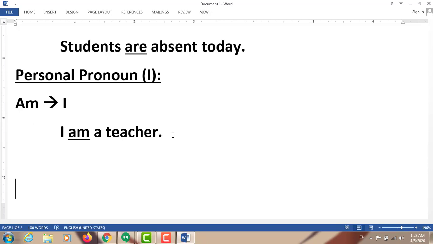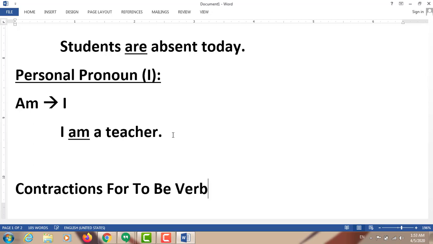Next one is, in spoken English, when we are speaking, usually in every language, we use short forms. That's why most of the time we do not understand what the teacher is saying, what the people are saying. The native speakers of English or any other language, you do not understand them because they always use contractions and short forms. So, contractions for the "to be" verb.